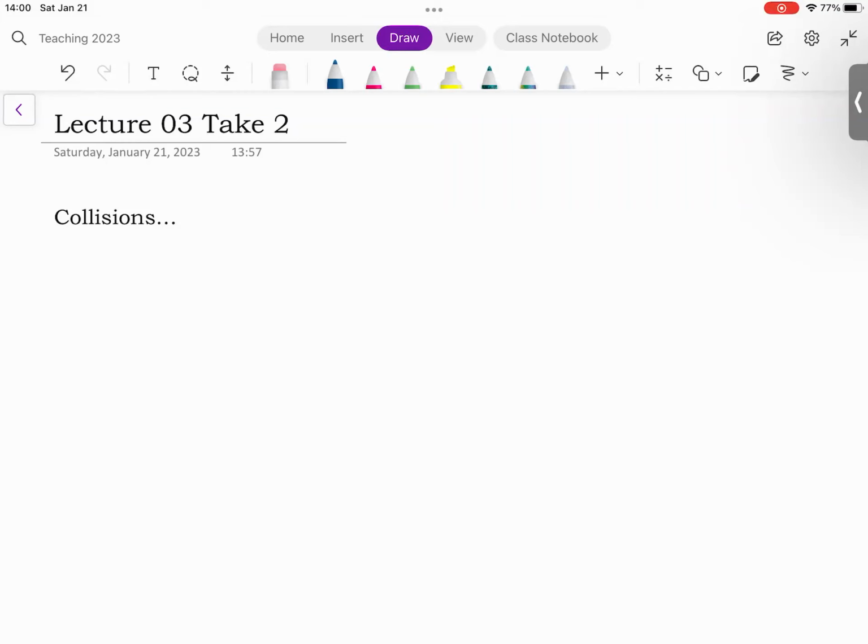We're going to talk mostly about collisions. We're not going to go very deep, but we will discuss some details. The first thing we're going to do is to talk about collisions with neutrons.